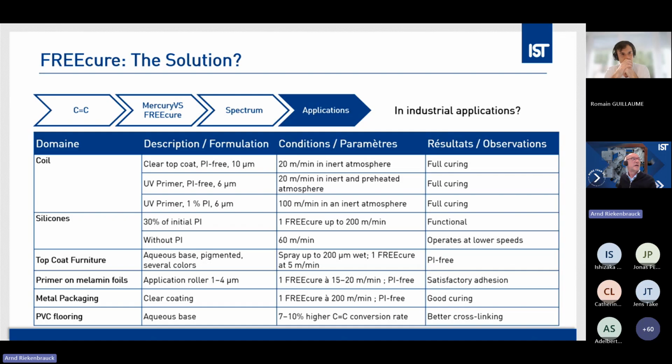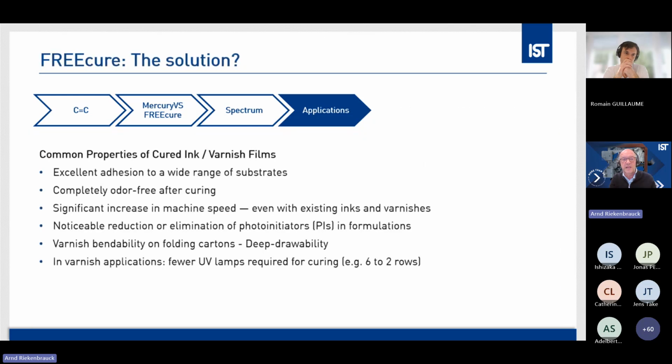Very important for metal packaging to have a smell-free coating and ink. In PVC flooring, the same, aqueous base, and with the FREEcure, we had a 7 to 10% higher conversion rate than with the usual formulation. So these are very, very encouraging results. And the common properties, a tendency over all applications, we found an excellent adhesion on a wide range of substrates due to the very dense polymeric network.